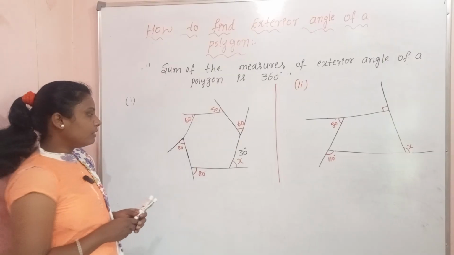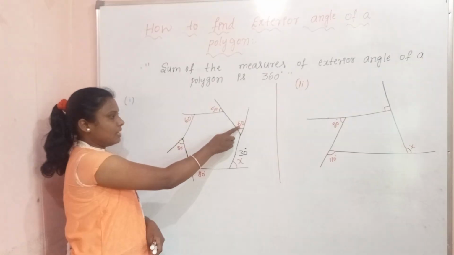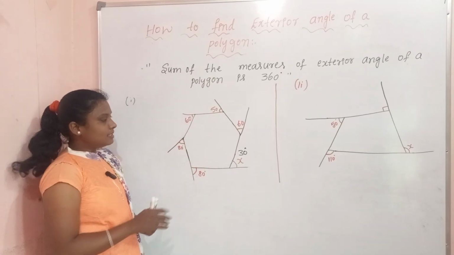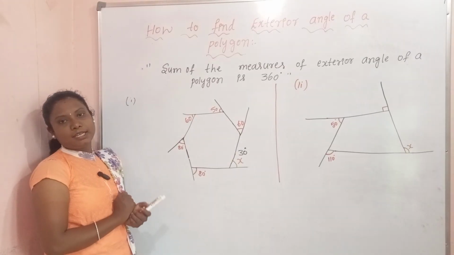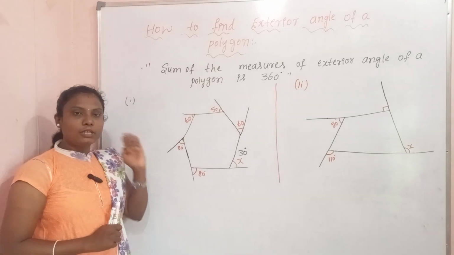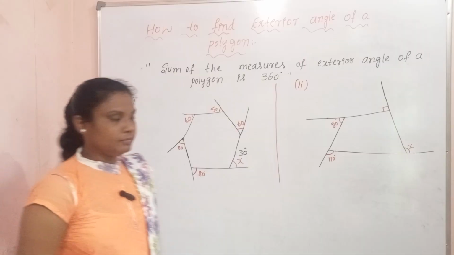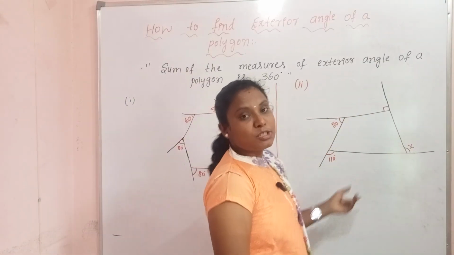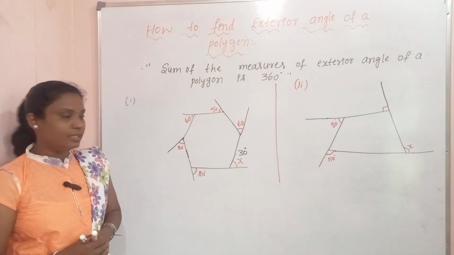Here they have given some shape. How many angles does it consist of? 1, 2, 3, 4, 5, 6. So this is a hexagon, because it consists of 6 exterior angles, which means it has 6 sides. So we can say that this is a hexagon. And here it consists of 1, 2, 3, 4. This polygon has 4 sides and 4 exterior angles.